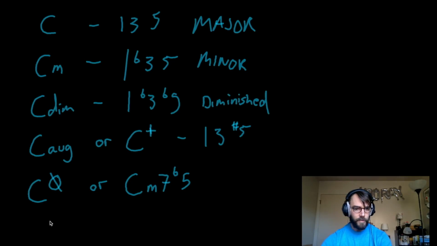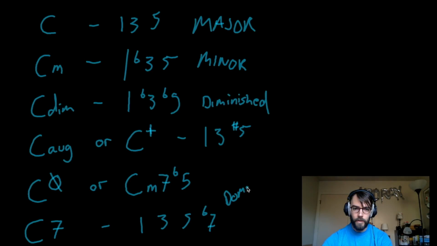And then the final one of the big group that we started with is dominant 7. And this is just C7. So that's a 1, 3, 5, and a flat 7. And so this is known as dominant.